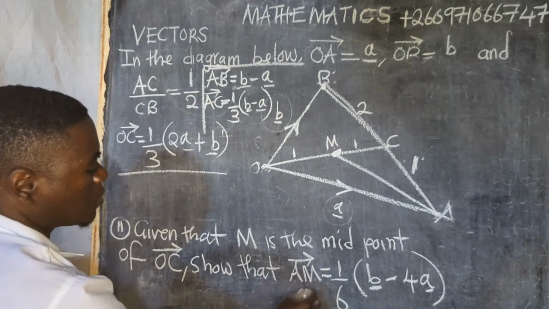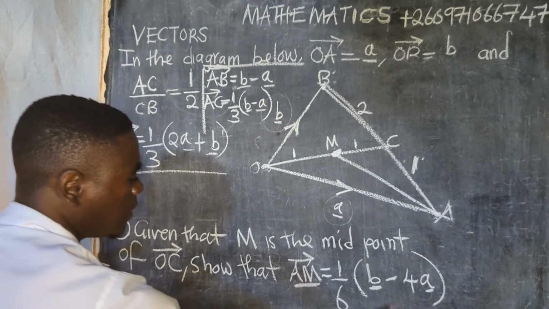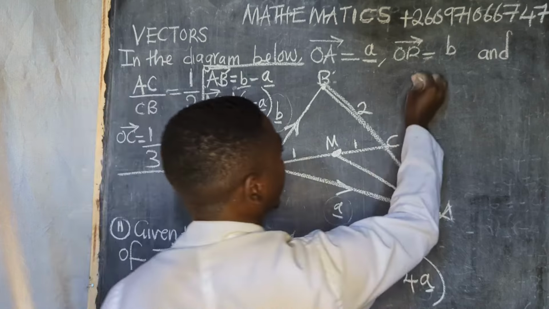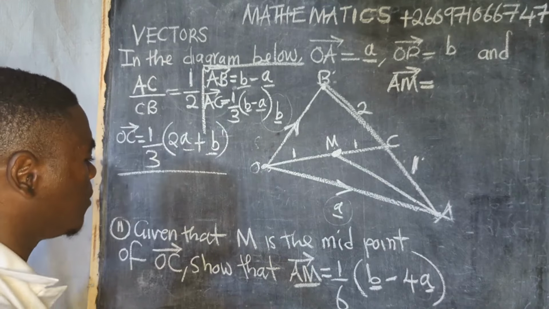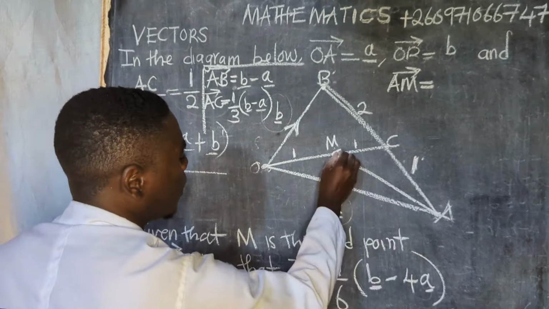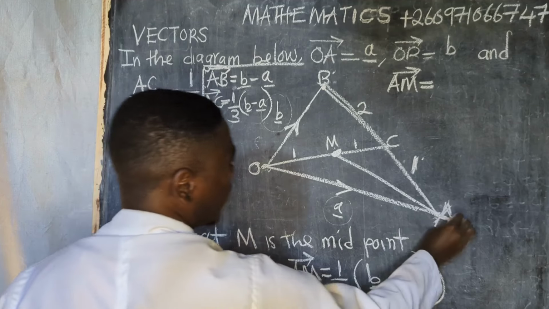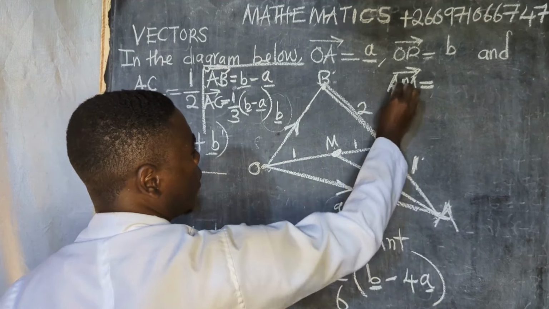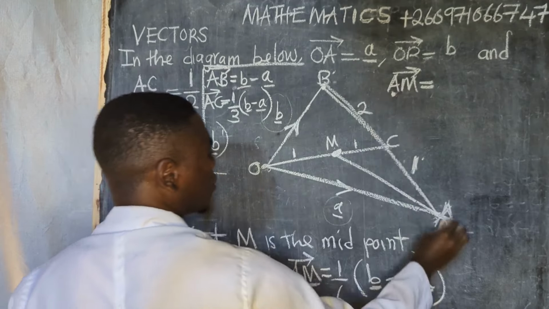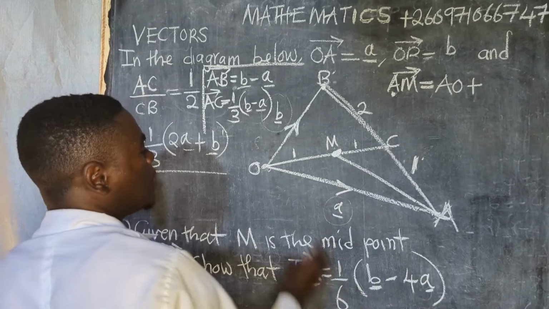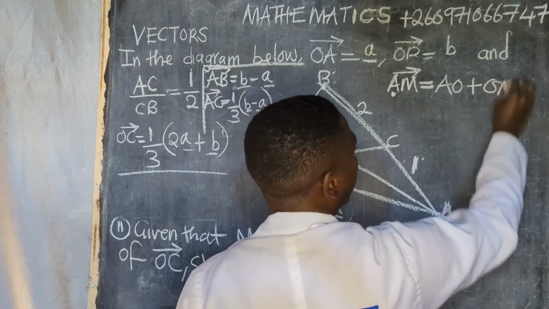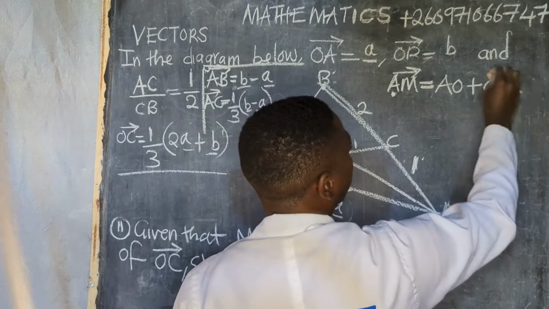So they are saying AM. So I just need to find this, and this is the answer I need to get. AM is equal to what? How am I going to move? I'm going to say A, O, O, M. So I'll start from A because you always start with what is given first, A. So I'll start with AO plus OM. This is what I'm supposed to do.